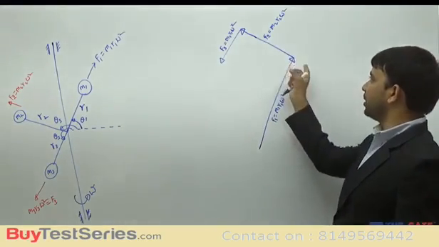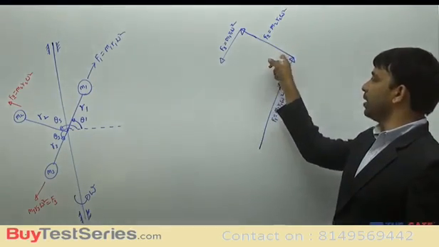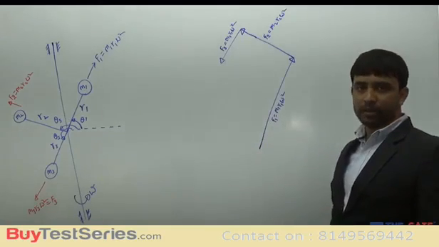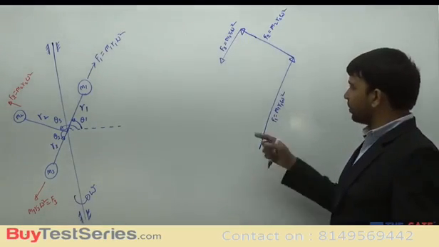This is vector 1. At the end of this vector I place the beginning of the second vector. At the end of this vector I place the beginning of the third vector, and so on. So this is nothing but vector addition.